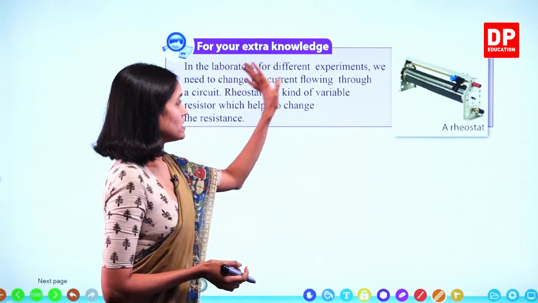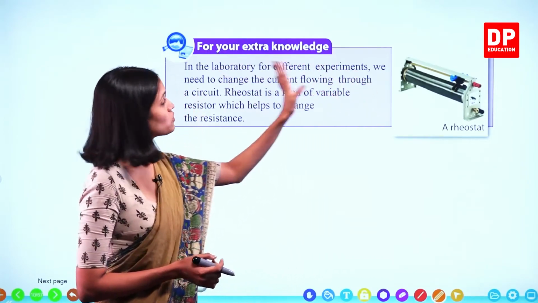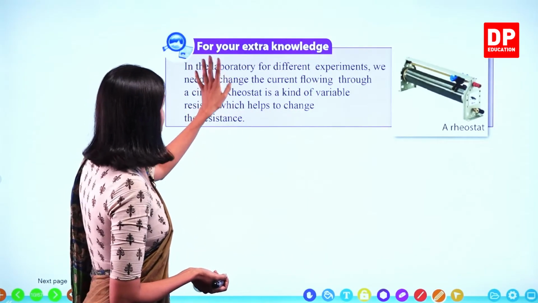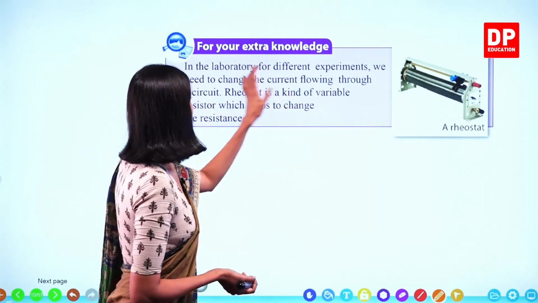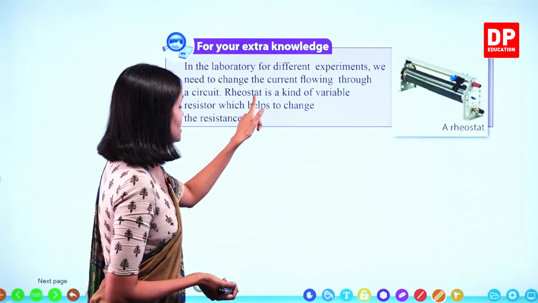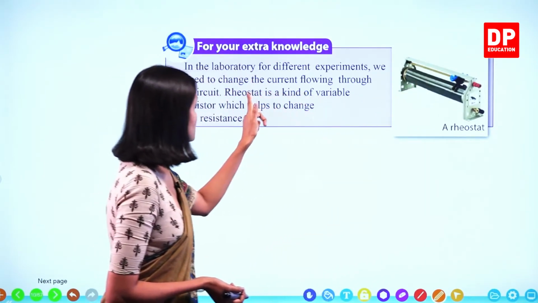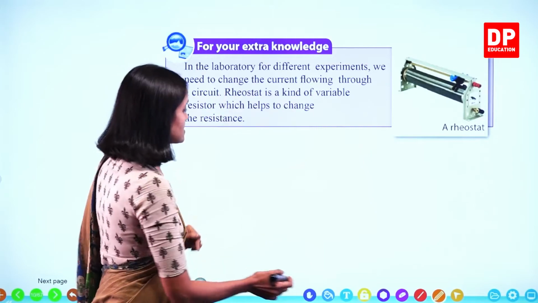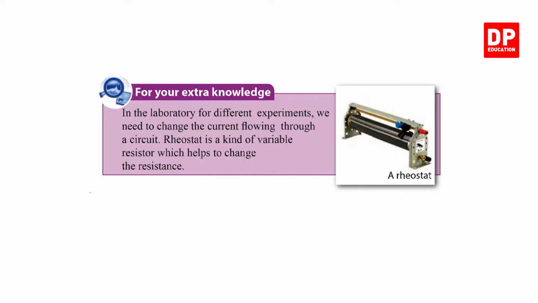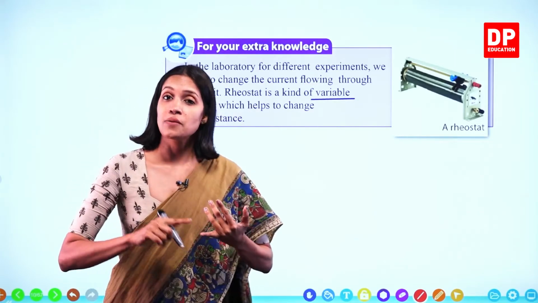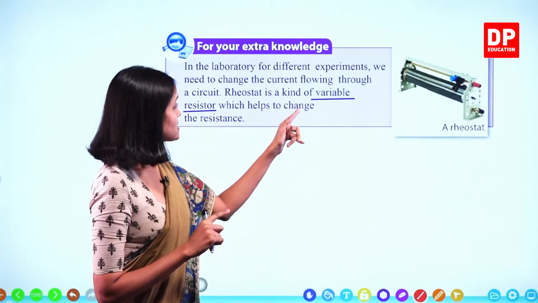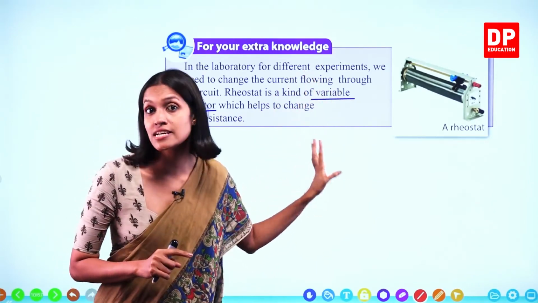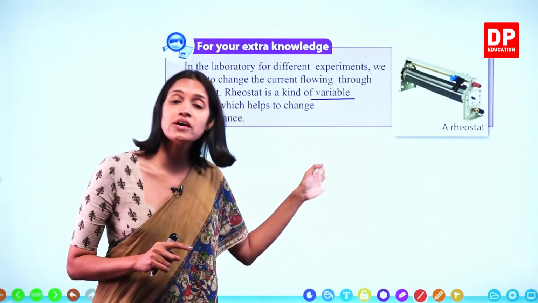For your extra knowledge parts also important. We'll go through this one. In the laboratory for different experiments, we need to change the current flowing through a circuit. Rheostat, this is the rheostat. Rheostat is a kind of variable resistor. Now you all know that there are 3 different types of resistors. Some resistors are permanent, the value is permanent, you can't change the value. And some resistors you can change the resistance. These are known as variable resistors.